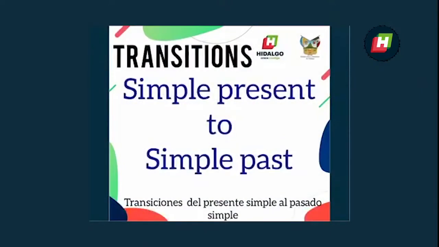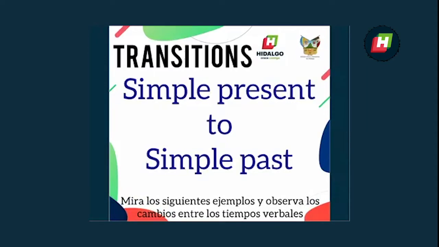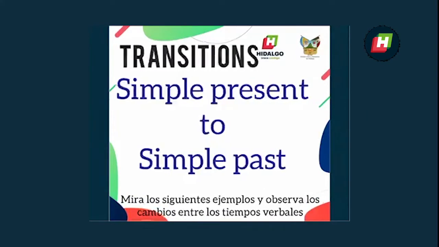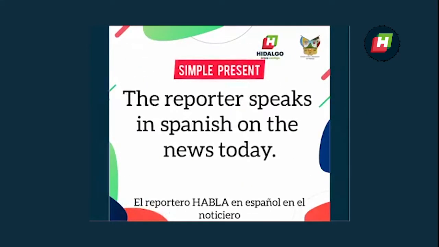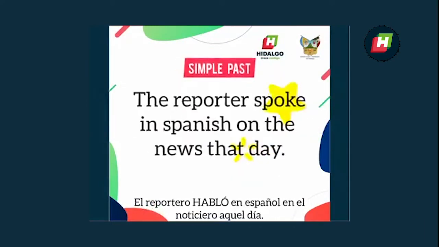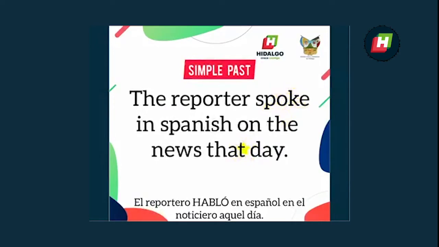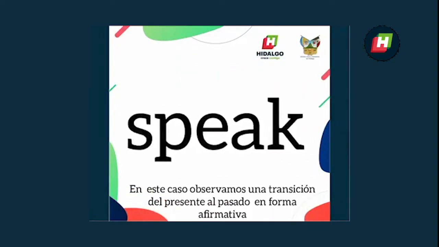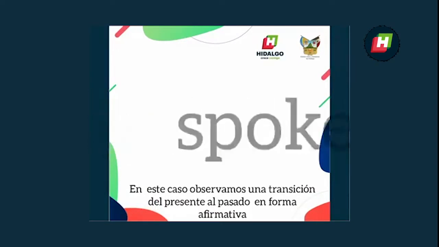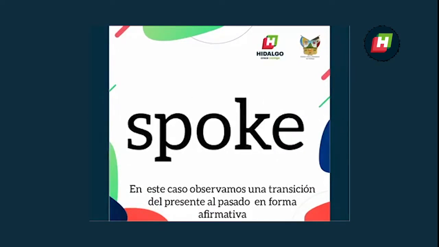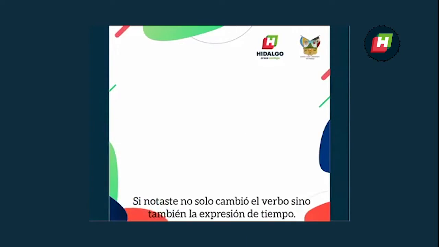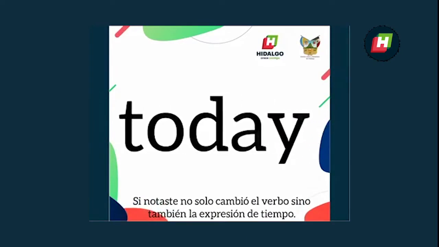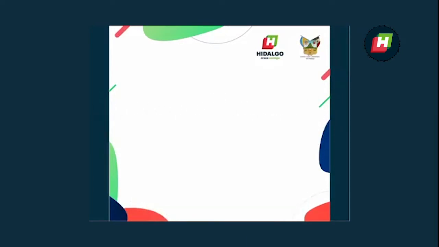From the simple present to the simple past. Look at the following examples and observe the changes between verb tenses. The reporter speaks in Spanish on the news today. The reporter spoke in Spanish on the news that day. In this case, we observe a transition from the present to the past in affirmative form. If you notice, not only the verb changes, but also the time expression.